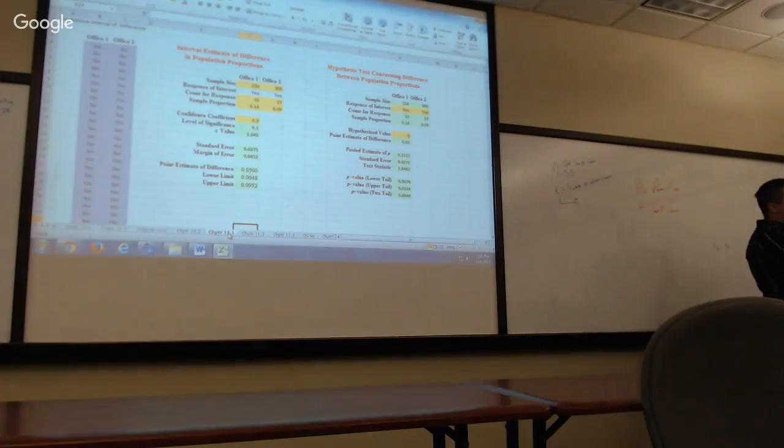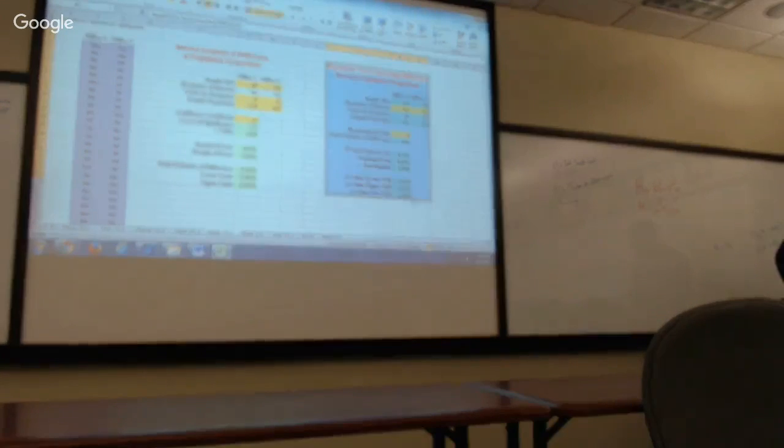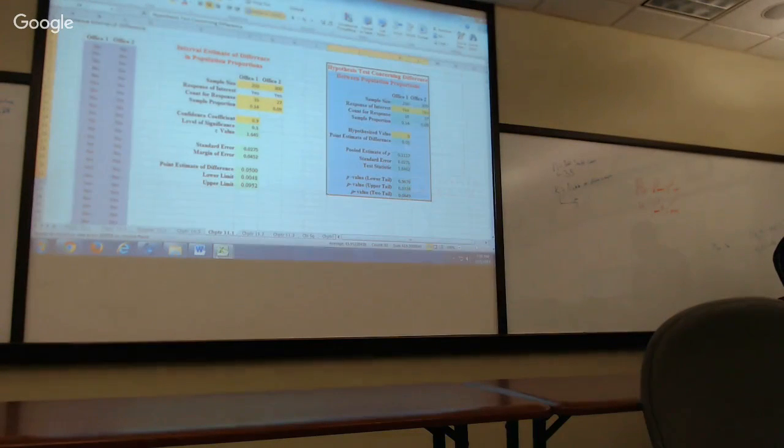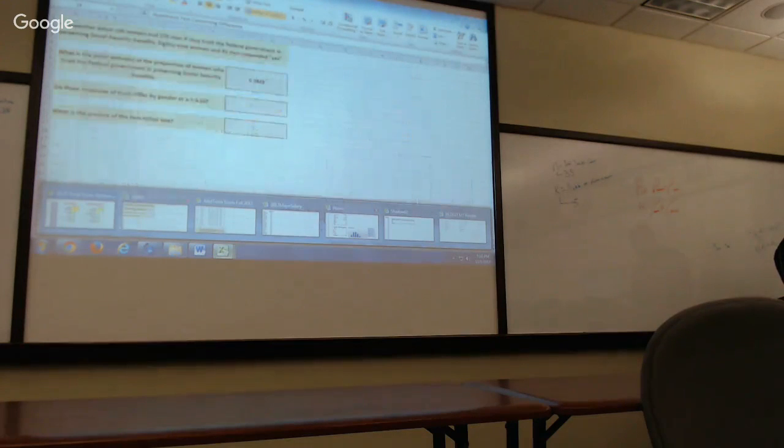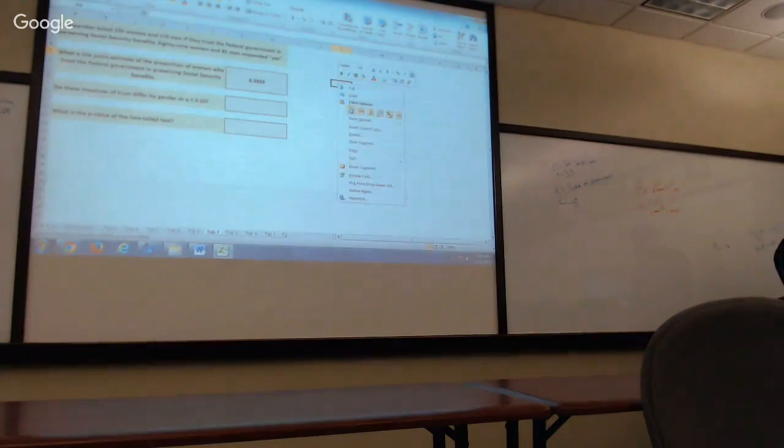If they wanted us to know between which two values is the difference, then we run an interval estimation. That gives us a confidence interval. This one's going to give us a hypothesis test. Copy this over to here, paste it in.